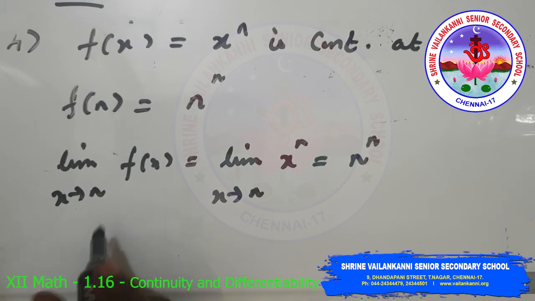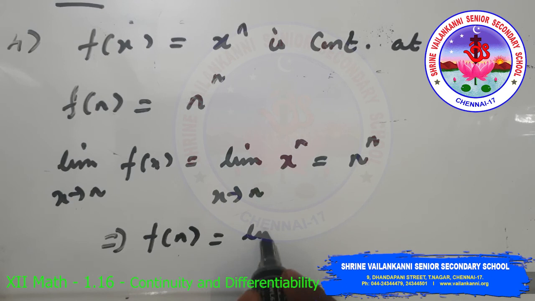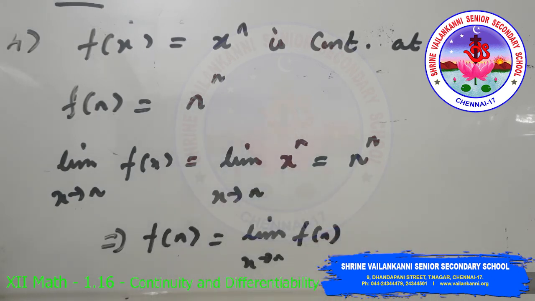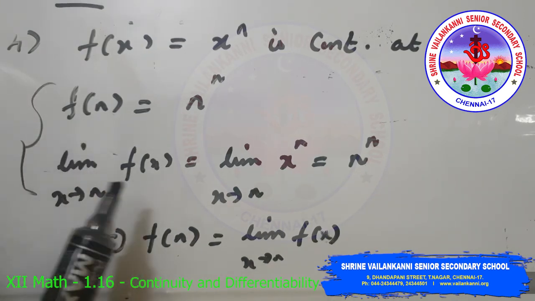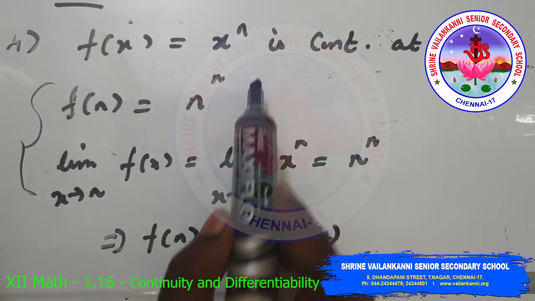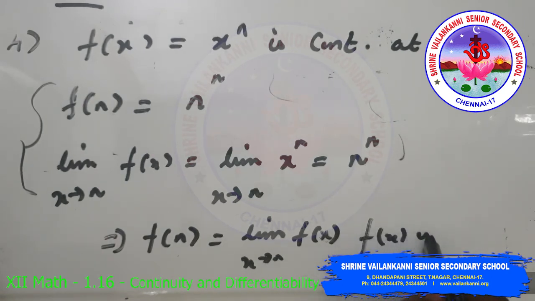Here we can see that f of n and the limit as x tends to n of f of x are the same, which is n power n. Both are the same. So we can say that f of x is continuous at x equal to n.